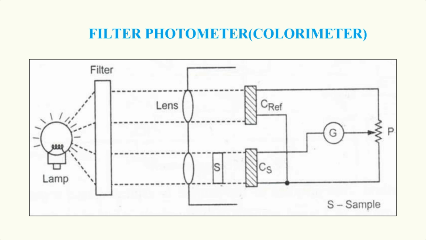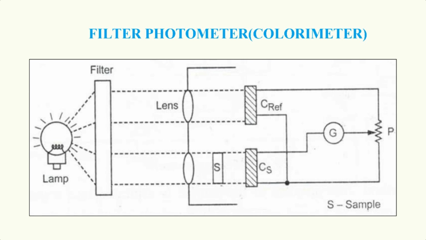This is called a filter photometer because it does not pass all the light from the lamp. It sends only the particular wavelength of light that is acceptable to the filter, where the filter is designed in such a way that it is acceptable for all the cases.